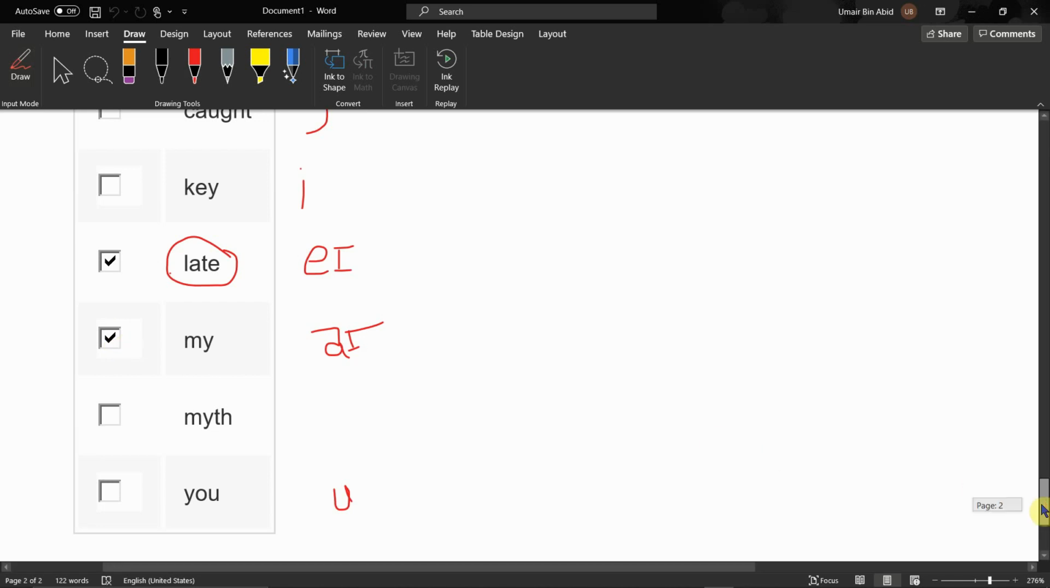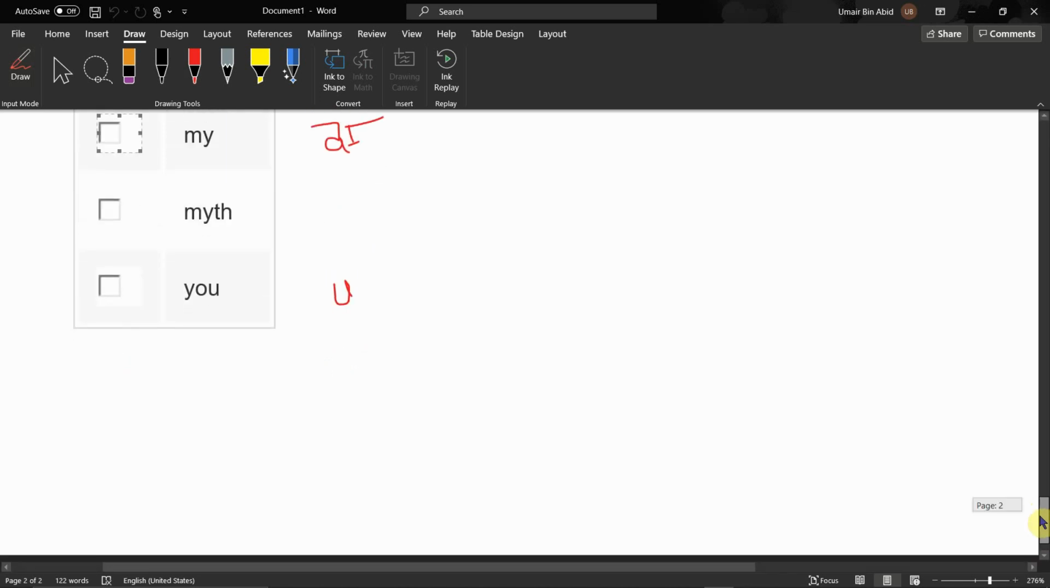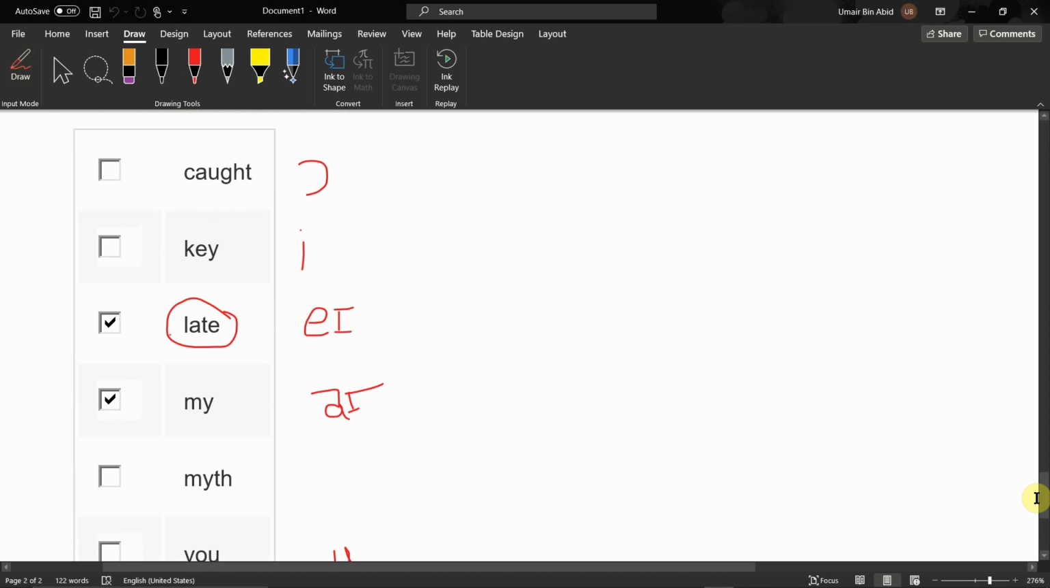So this is how good MCQs are made, and they are actually based upon your understanding of the chapter and your knowledge about the chapter. So I hope this would be useful for you.